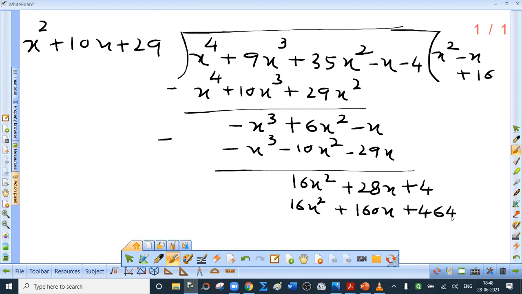Yes, so subtract. What is the remainder? Now you may say, sir, this is wrong because the remainder is not coming 0. Who says it should be 0? Not necessarily. Just check this: minus 132x minus 460. Okay.